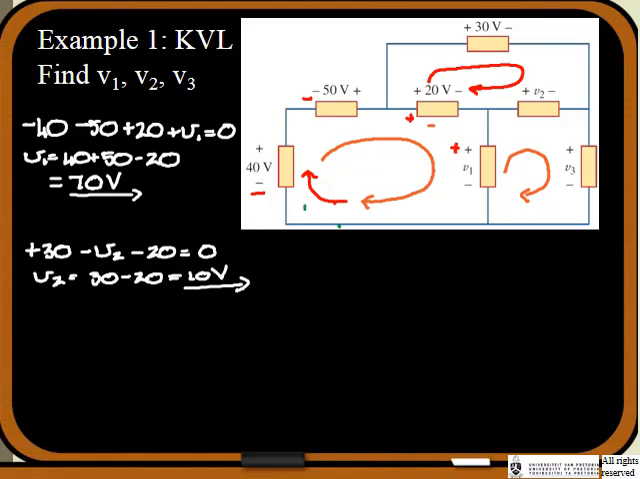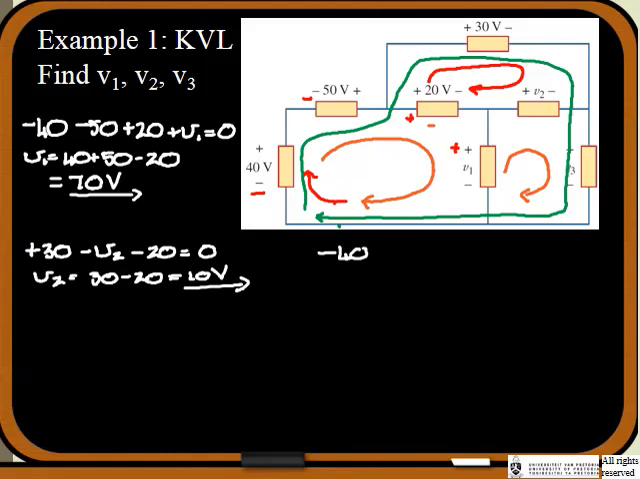So the loop that I'm going to use is actually a big loop that goes around this way, the right outside loop in this direction. So if you write down that loop, then it's only V3 that we need to know. So start at the 40 volts. Let's write it down here. So we're going into the minus 40.